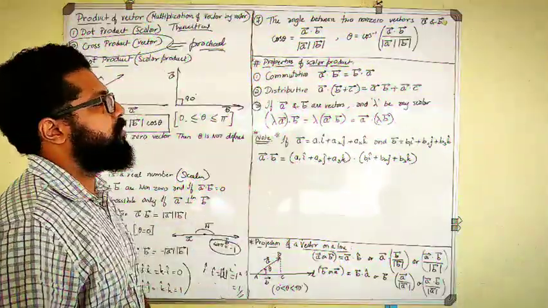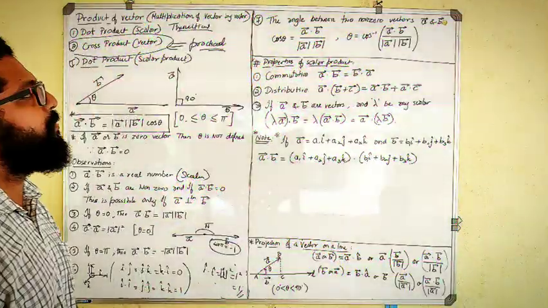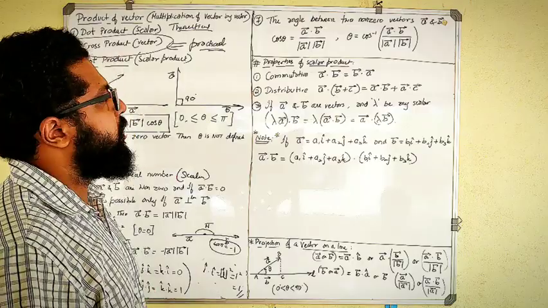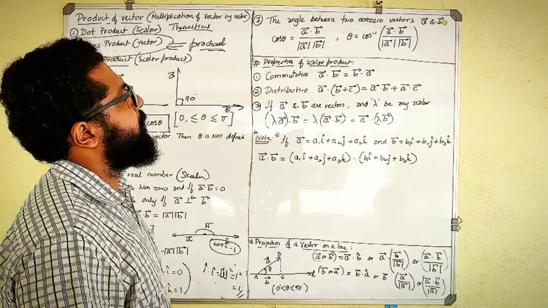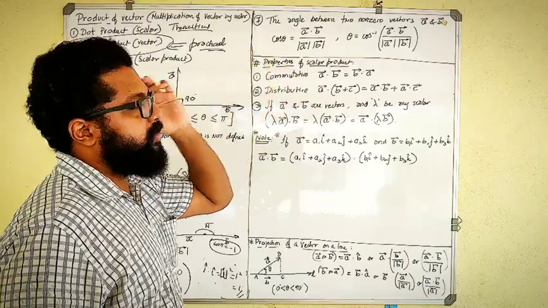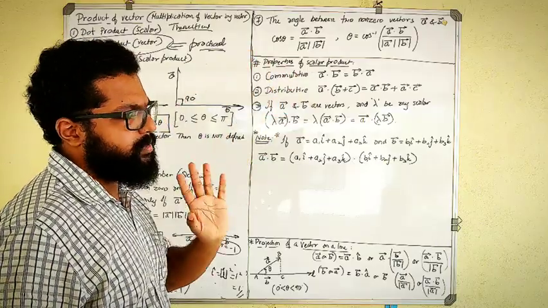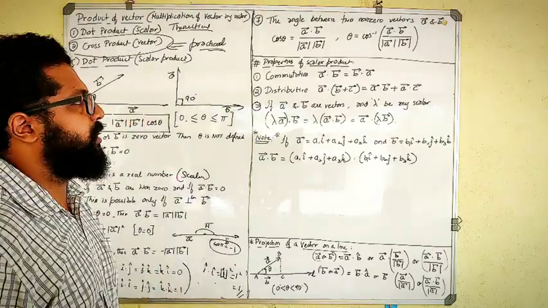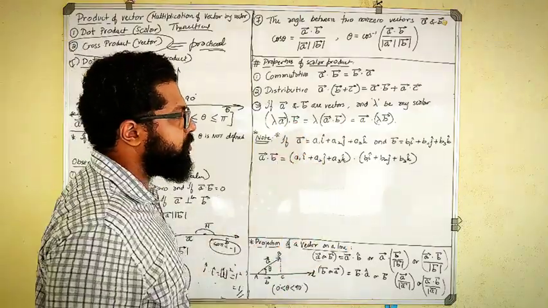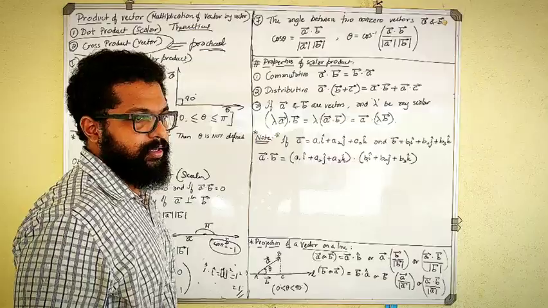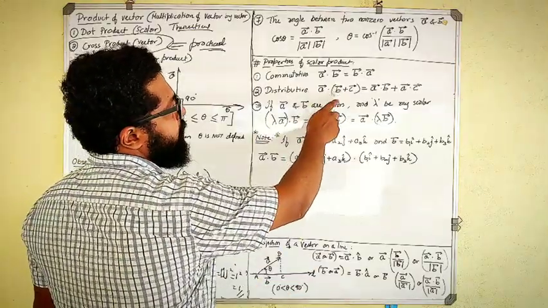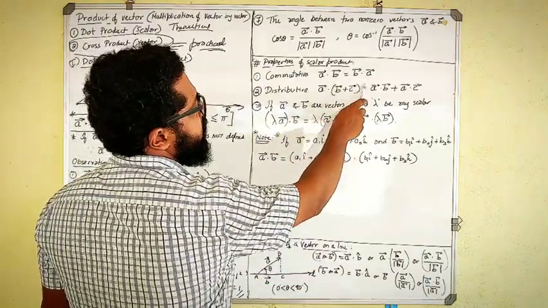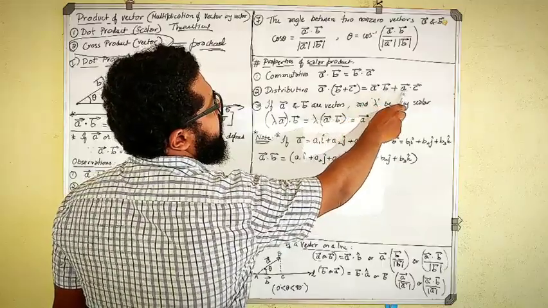Then we'll move on to the next topic, that is about the properties of scalar product. In properties of scalar product, I come across something called the commutative property. I need not explain. It is simply A dot B is equal to B dot A. Distributive property also, I'm sure you have studied from the second standard. A dot (B plus C) is equal to A dot B plus A dot C.